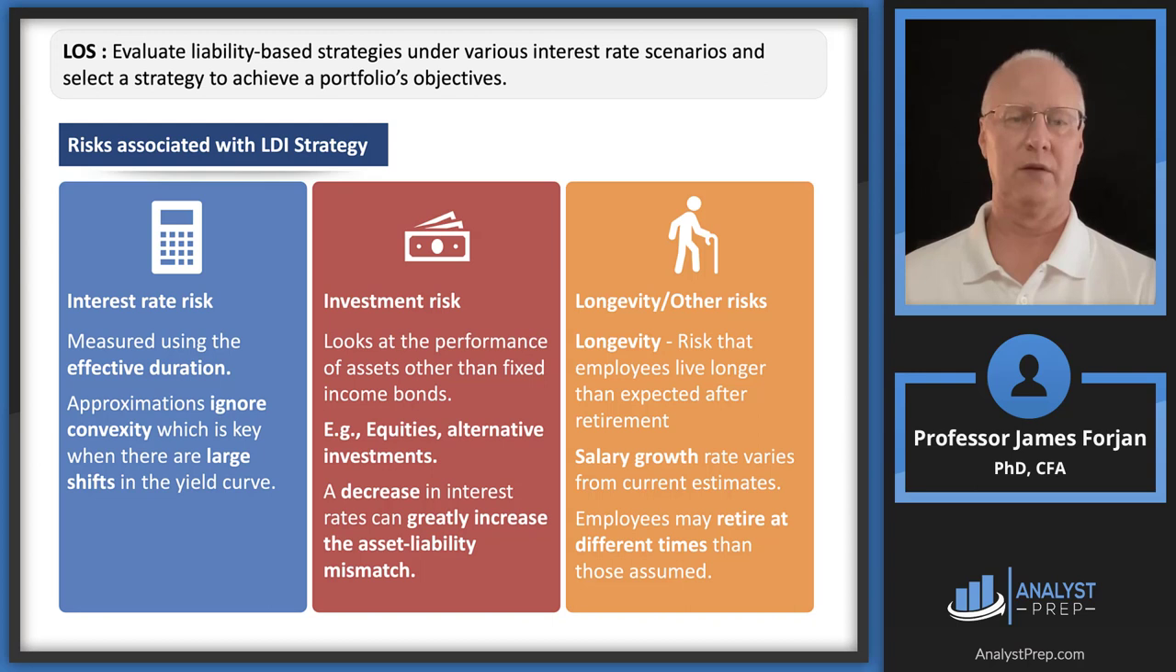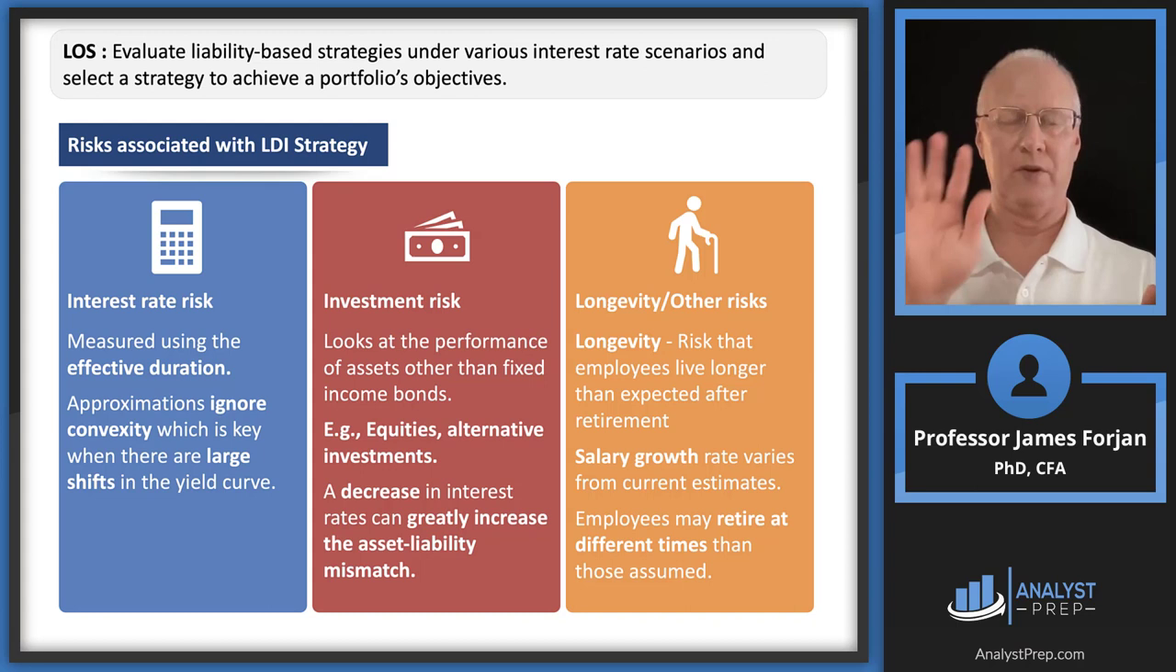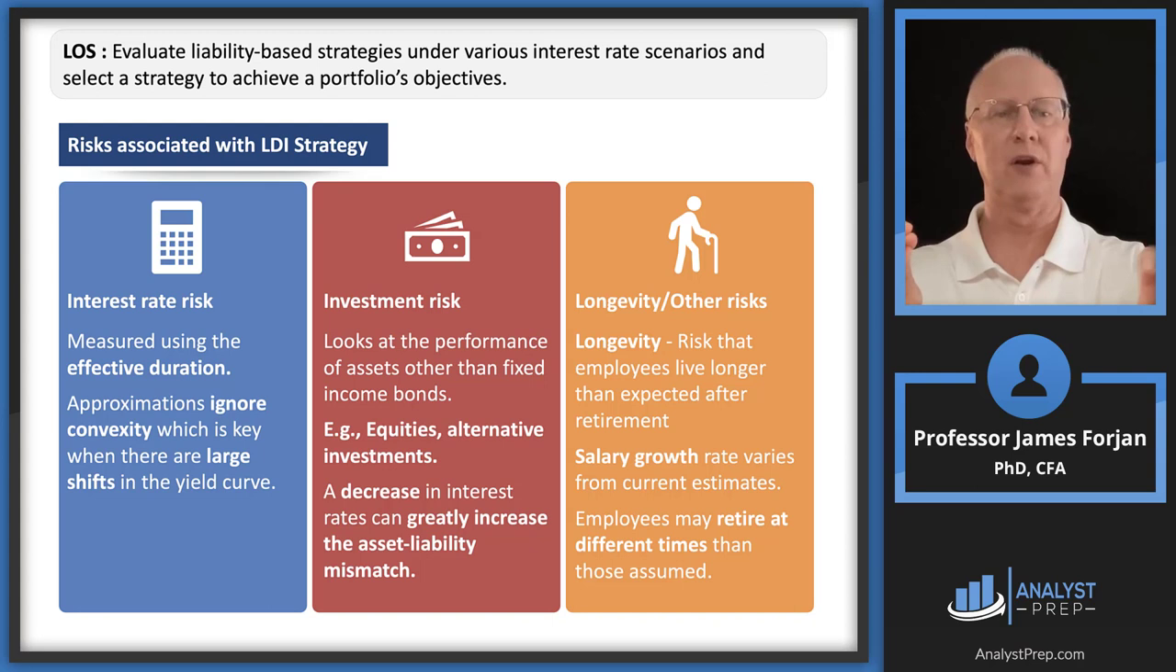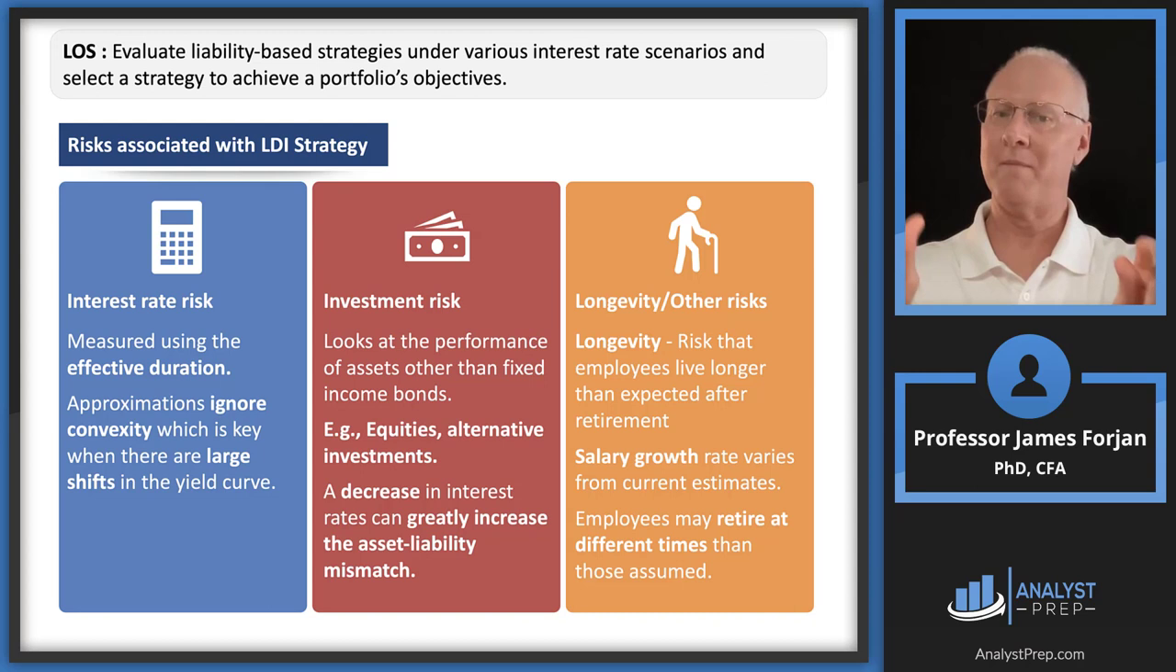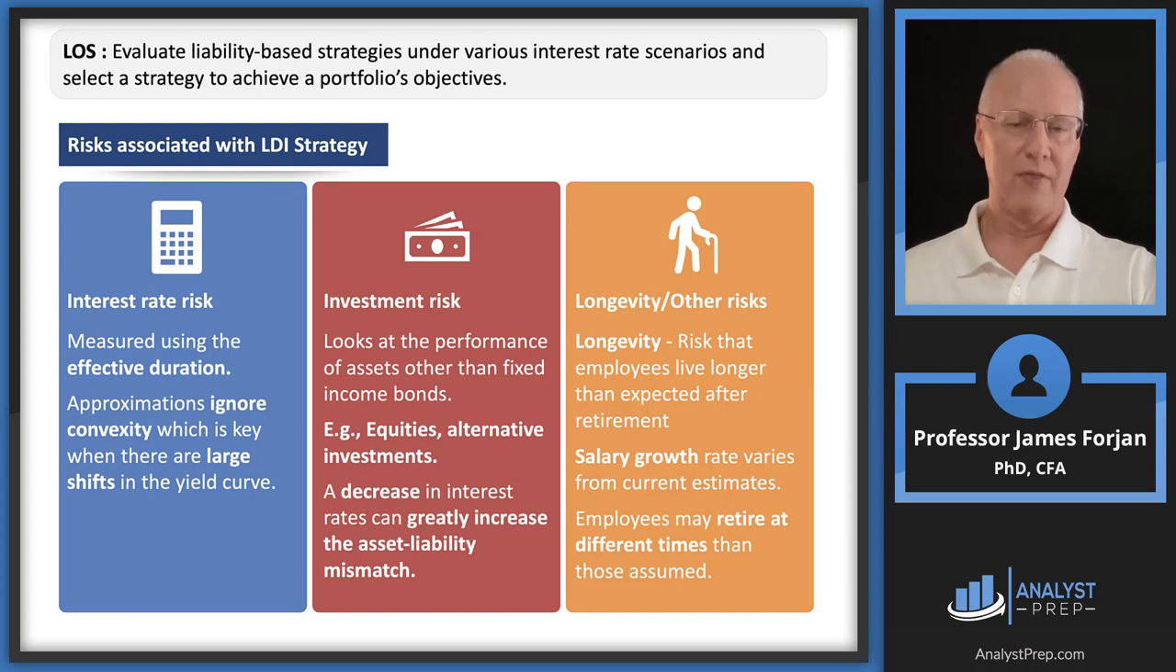Now, we need to be super careful about this, because if you think about it, suppose we've got this pension obligation on the right-hand side, which is sensitive to interest rate changes. And then over here, we have a portfolio just of equity securities, just for some strange reason. Well, equities, of course, are sensitive to interest rate changes, but much differently than the right-hand side of the balance sheet. So that's why in that very bottom sentence, we have a decrease in interest rates can greatly increase this asset liability mismatch. So we need to worry about not only duration over here, and now we haven't got to it yet, convexity over here.